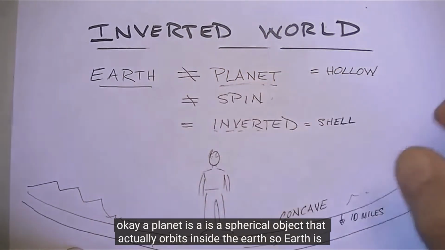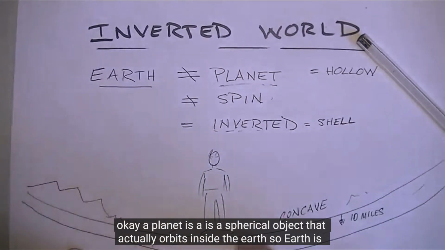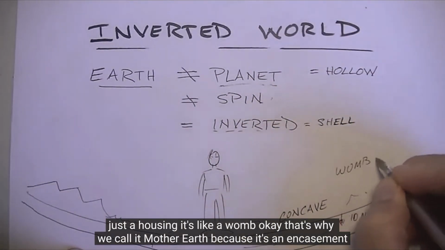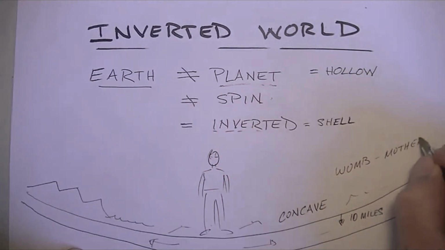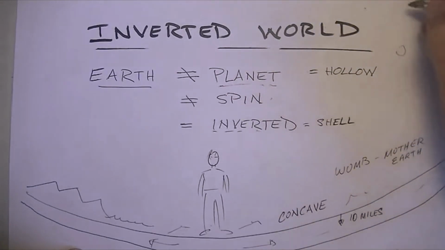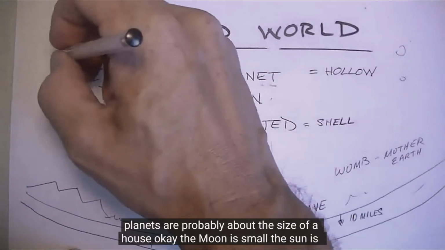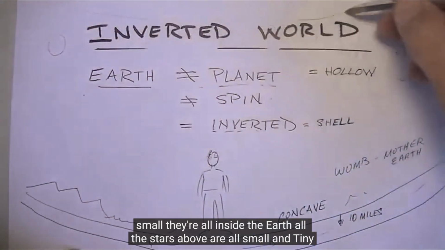Okay, a planet is a spherical object that actually orbits inside the Earth. So Earth is just a housing. It's like a womb. That's why we call it Mother Earth, because it's an encasement for the entire universe. It means that the planets are small. Planets are probably about the size of a house. Okay, the moon is small, the sun is small. They're all inside the Earth. All the stars above are all small and tiny.